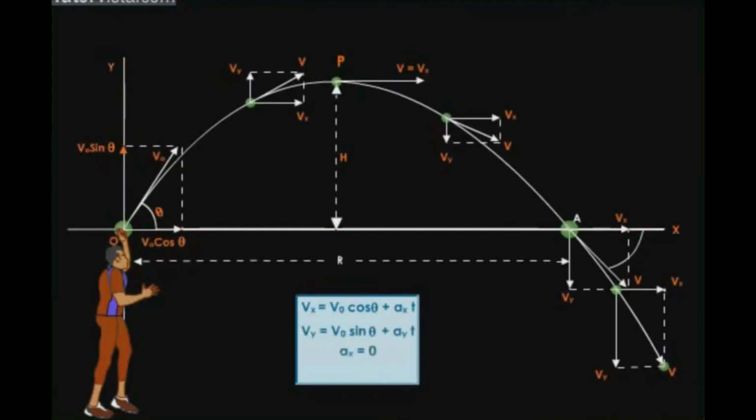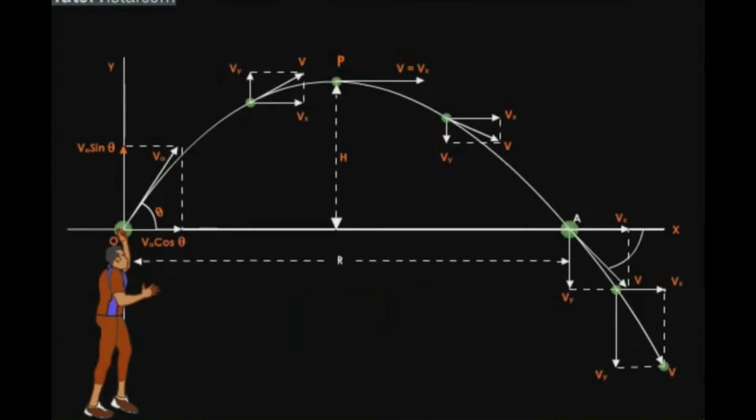There is no acceleration in the horizontal direction. The vertical component of acceleration, a sub y, is equal to negative g. Substituting the values of a sub x and a sub y in equations 1 and 2 respectively, we see that the vertical component of velocity changes with time. At the highest point, v sub y becomes 0.